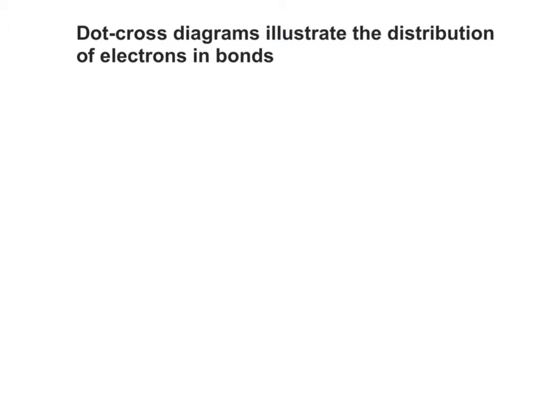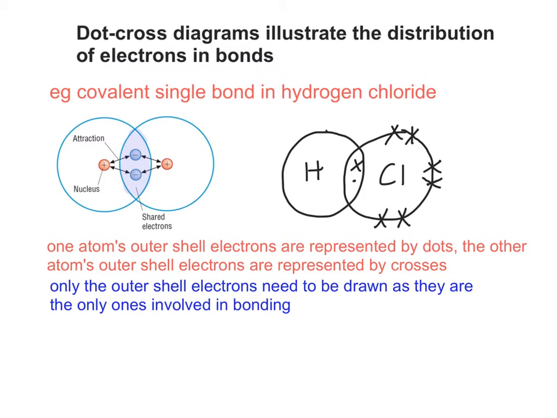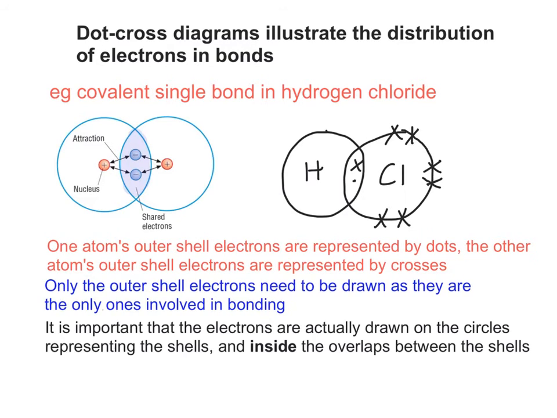So we use dot-cross diagrams to illustrate the distribution of electrons in bonds. So first of all, each atom has a slightly different representation for its outer shell electrons. We only draw the outer shell electrons, we don't do the inner shells because the inner shells don't get involved in bonding.